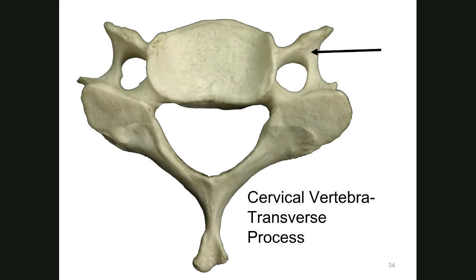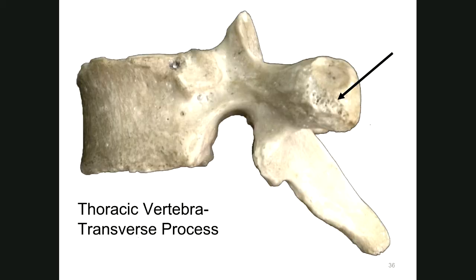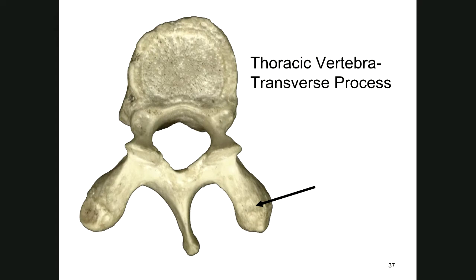All right, let's go down to the thoracic. Here it is on the lateral view for the thoracic. Just to show you, we haven't labeled this structure yet, but this is the spinous process. See how long it is? It's one of the characteristics of a thoracic vertebra: a long spinous process. Here's the transverse process on the superior view of the thoracic vertebra.